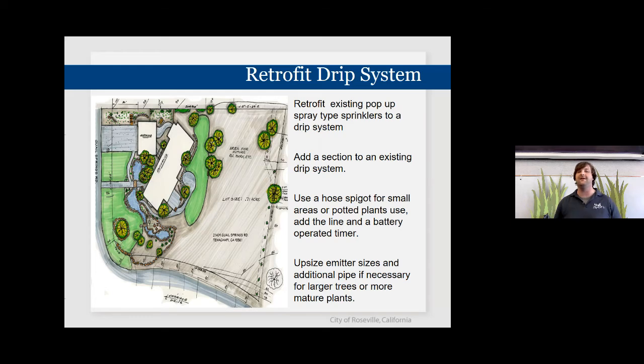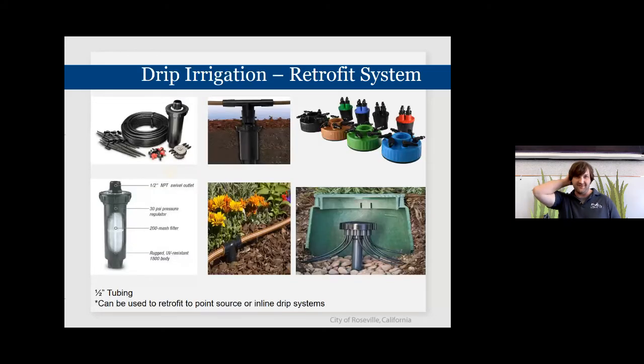And pro tip right here, they do make those smart timers for the little hose bib. I actually used one for a couple of years for one of my veggie gardens. Worked great. It read the weather, determined how much it needed to water, and I got the greatest tomatoes that year. So you can upsize those emitter sizes and additional pipe if necessary for larger trees or more shrubs, that kind of thing. Next slide.